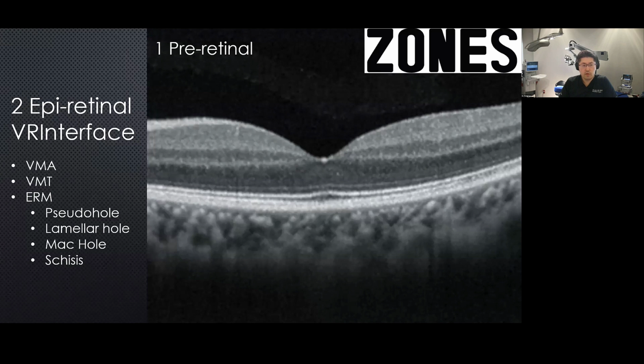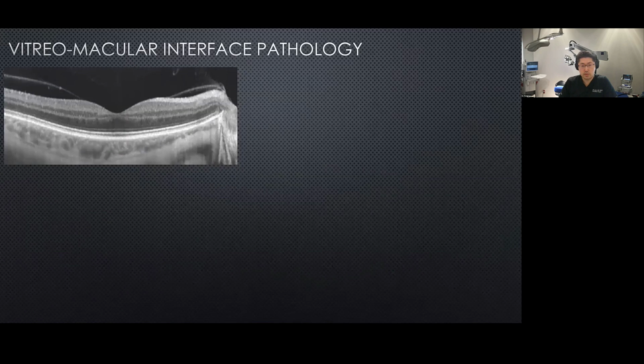And we move on into the epiretinal or vitreoretinal interface, a zone most interesting for most retina staff, and surgical retina especially.